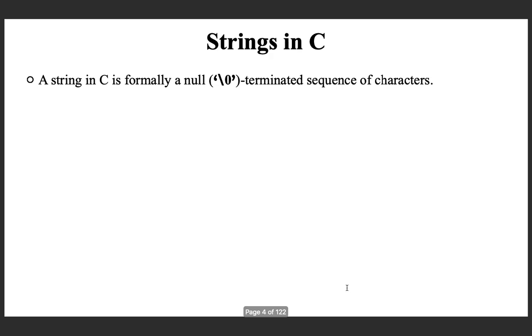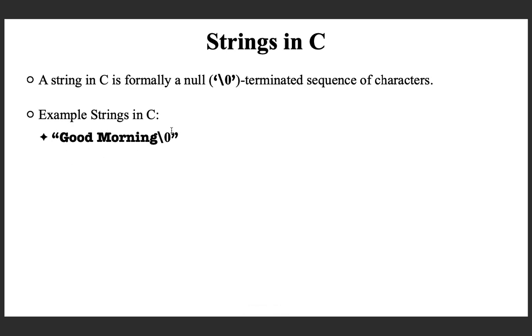Strings in C. A string in C language is formally a null terminated sequence of characters. So that's it. A sequence of characters terminated with the null character, which is \0. I hope you remember this special character. You can see example strings in C. Here is the example, good morning, followed by \0, is null terminated. Another example, Malayalam, again null terminated.